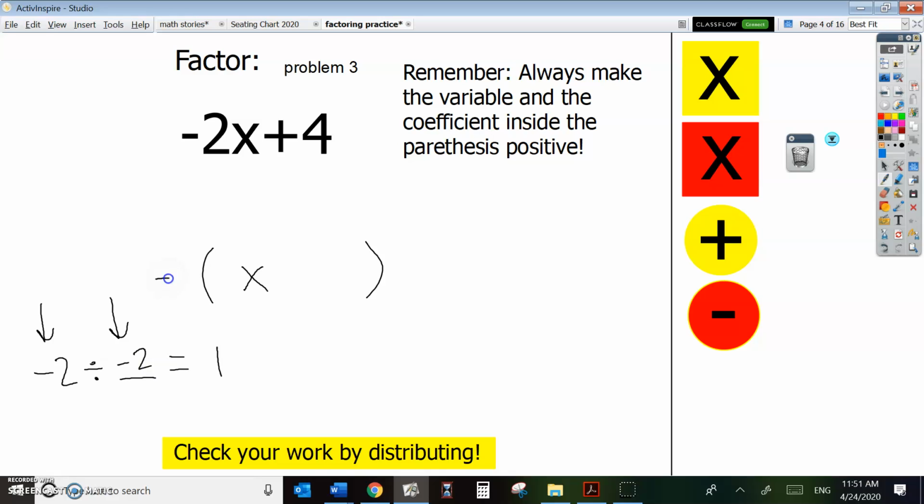So for this problem, you need to factor out -2. And then 4 divided by -2 is -2 because -2 times -2 equals 4. So this here needs to be -2. Now you distribute and check your work. -2 times x, is that -2x? Yes, it is.